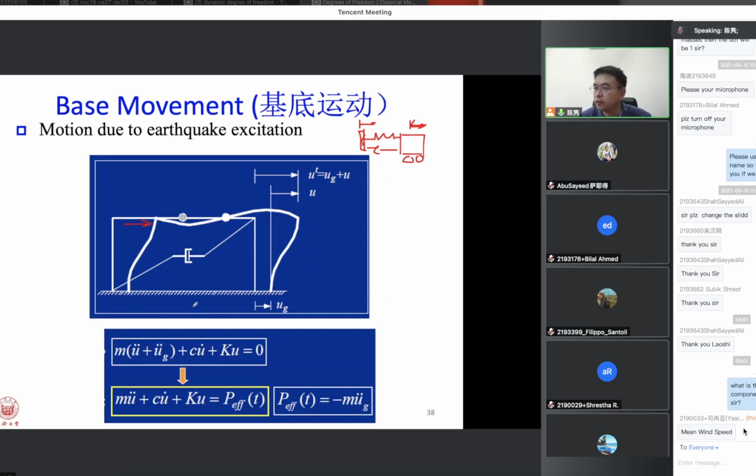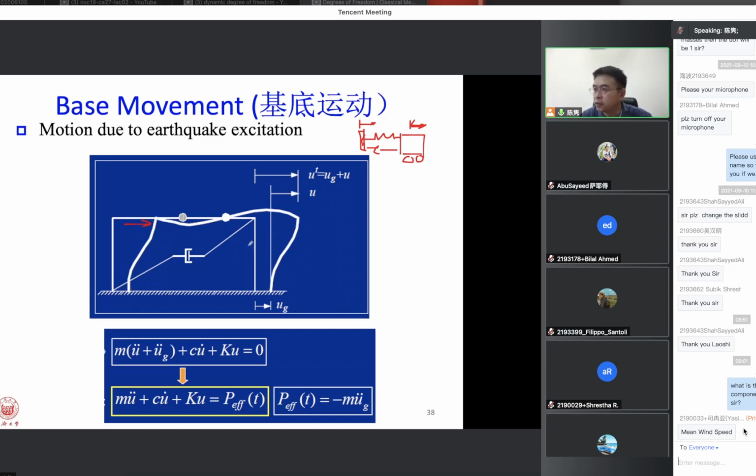So for this case, how do we derive the equation of motion? Let's see here. This is the original position of the structure, of the system, and it starts to move due to the base movement. And this is its position at time instant t.